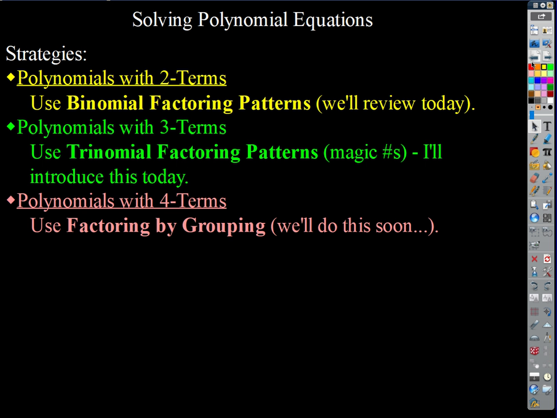Remember what we said. In Algebra 2, we're essentially going to look at 3 different types of polynomial equations. And it's easy to keep the strategies straight because they're easy to identify. We're going to look at polynomials with 2 terms, polynomials with 3 terms, and polynomials with 4 terms, right? And before our big interruption, we were focusing on polynomials with 2 terms.